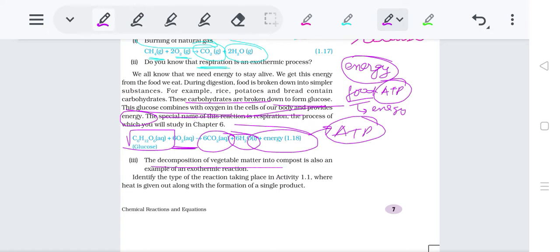Then we have decomposition of vegetable into compost, which is also an example of an exothermic reaction. So now you understand what decomposition is. Haven't you noticed what an exothermic reaction is? Exothermic reaction means exit of heat. If there is exit of heat, it means the beaker will become hot.